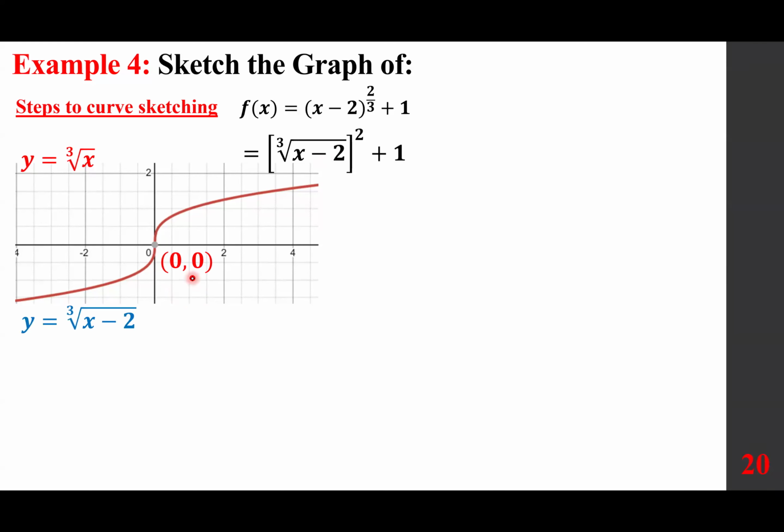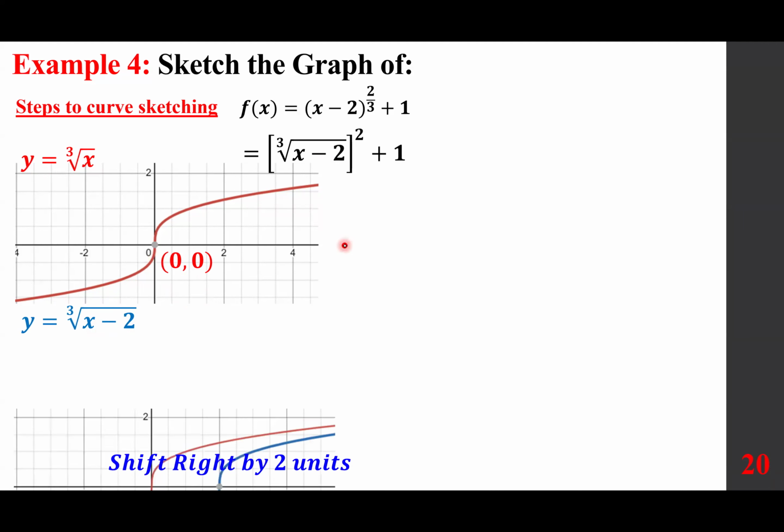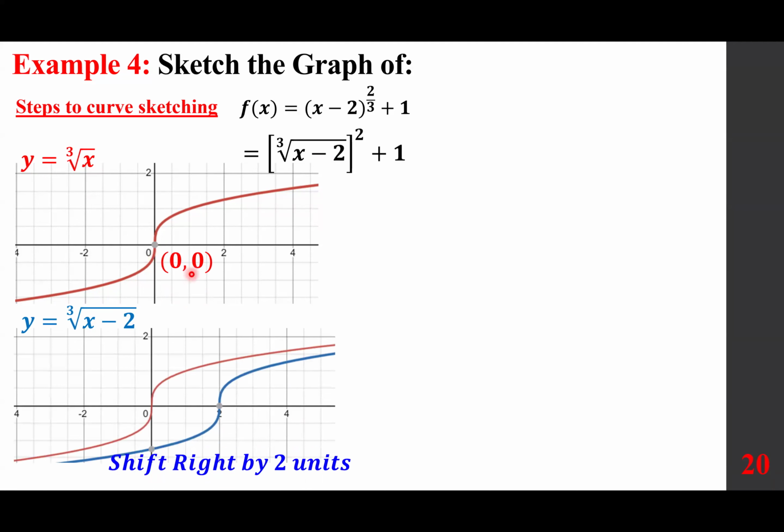We're going to go with cube root of x minus 2, which means we change x to x minus 2 and shift it to the right by 2 units. So the same graph, move it to the right by 2 units. So 0, 0 now goes to 2, 0.